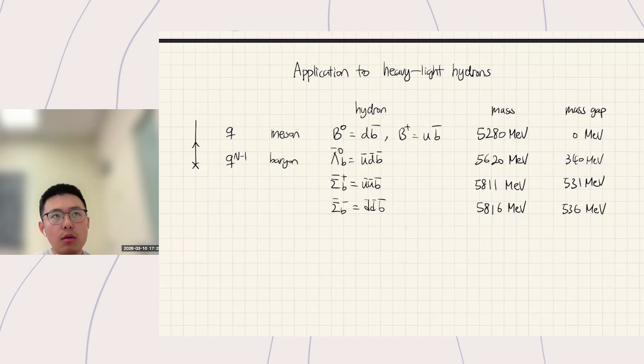Okay. Or it can combine with Q to the power n-1 number of light quarks to form some kind of heavy light baryons. So in the real world case, we have a bottom quark. It will combine with, let's say, two up quarks to form some sigma particles, or an up and down quark to form some lambda particles. Okay. So here I wrote down their mass and also the mass difference between them.